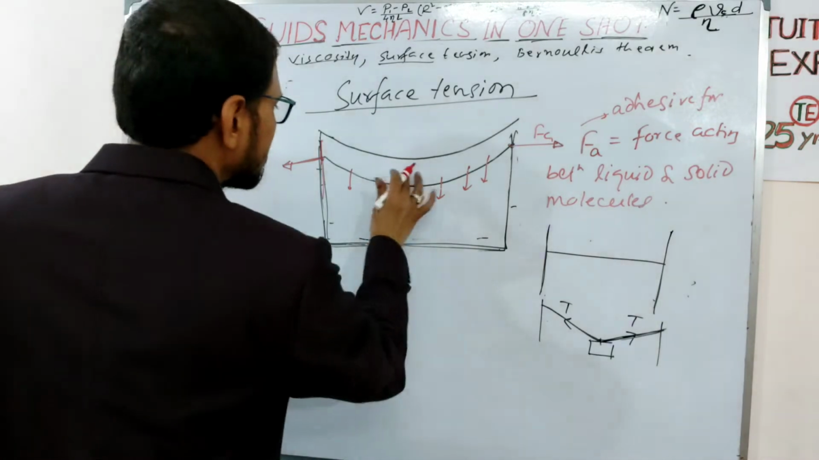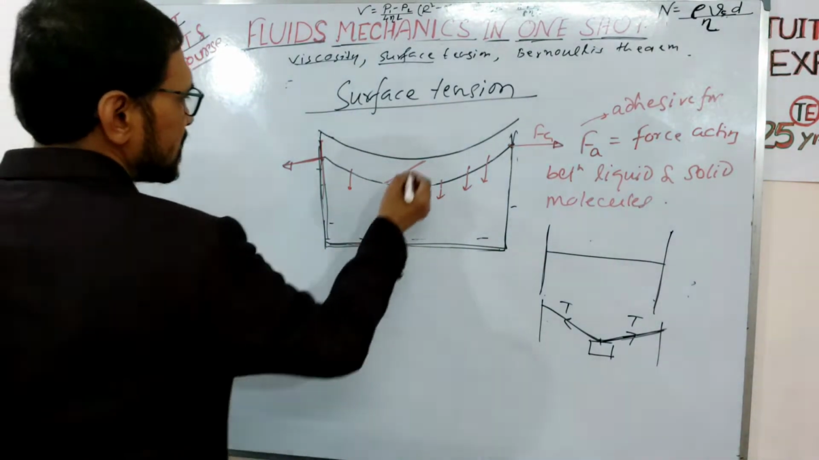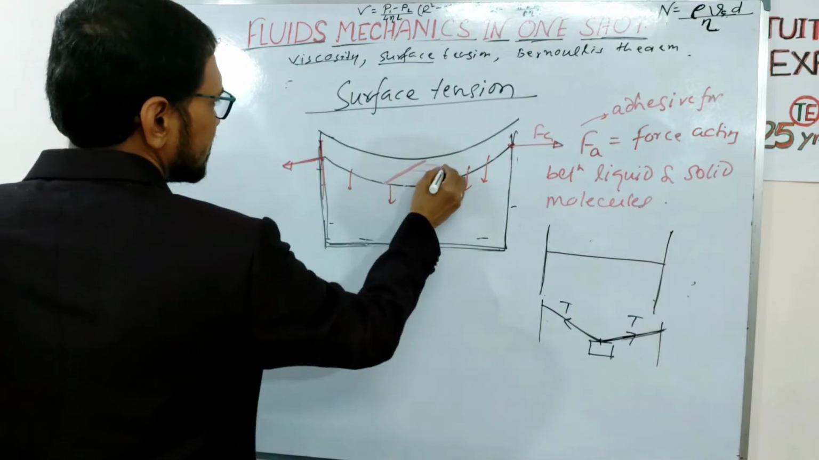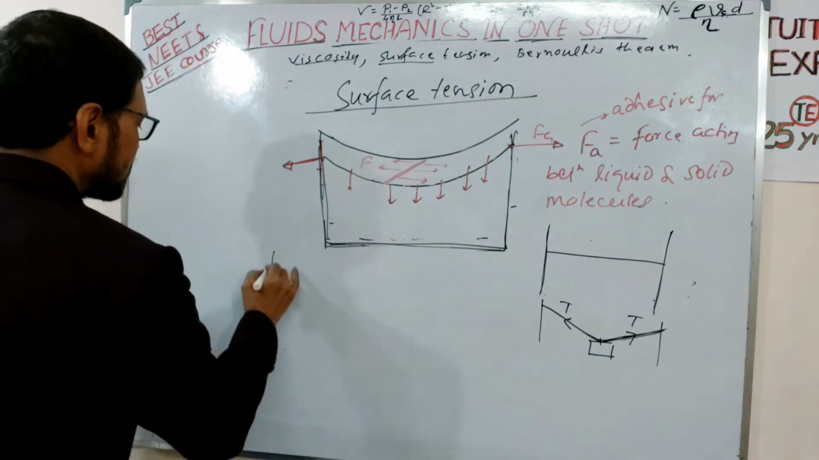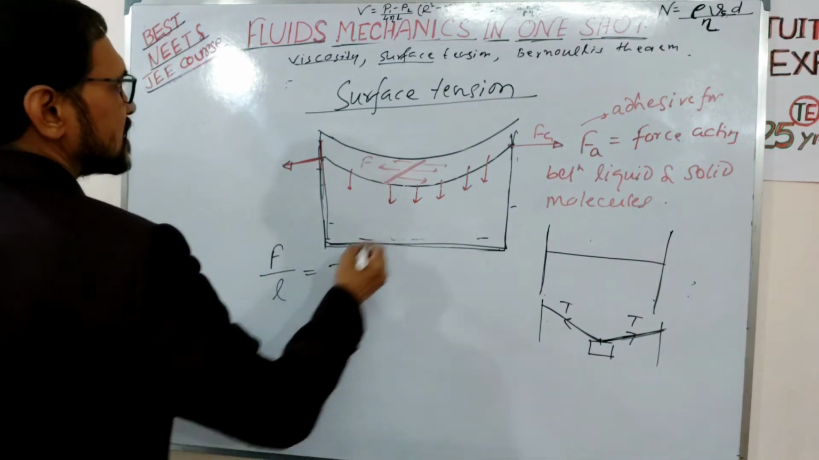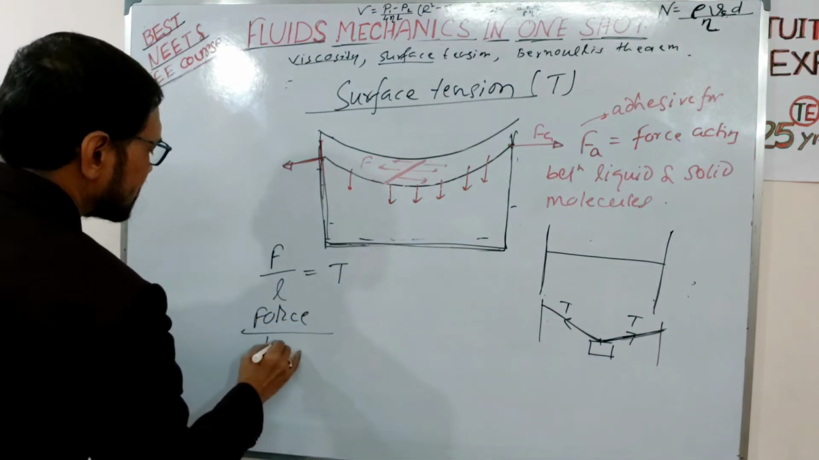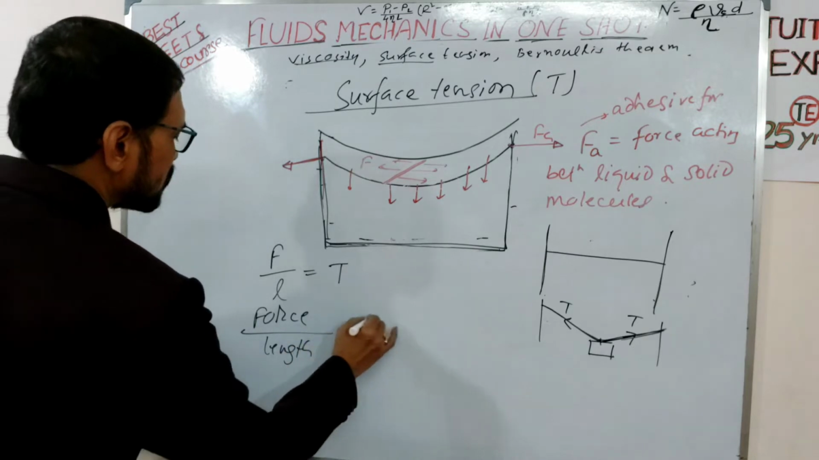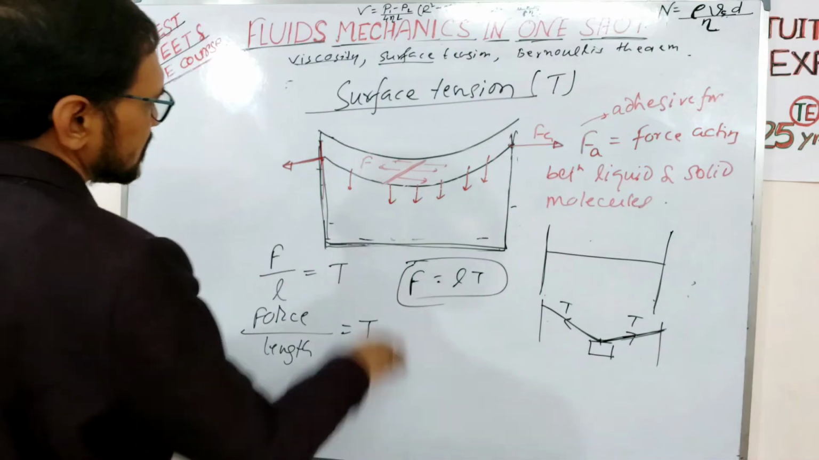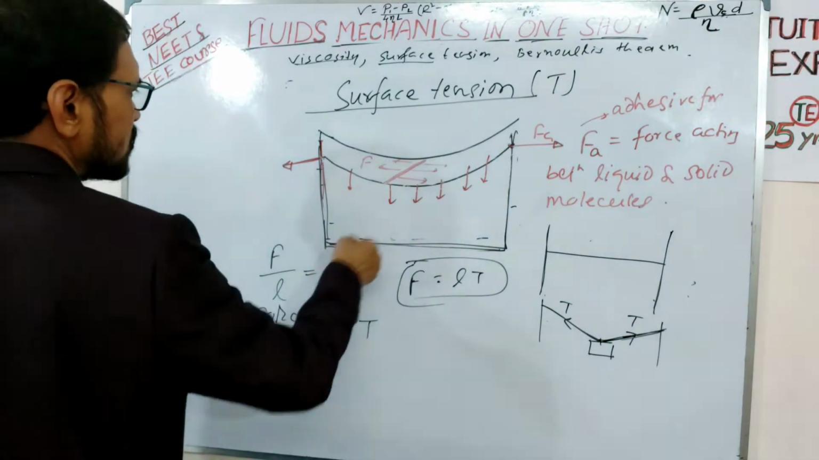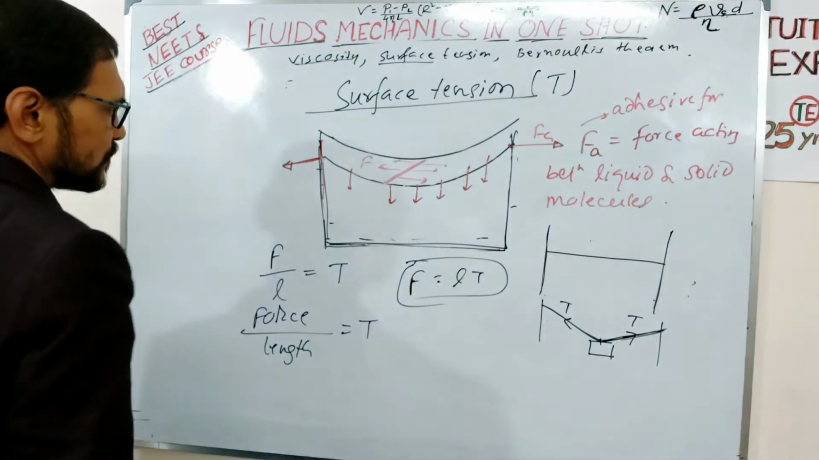Now what is surface tension? If we put a string of length L and the force acting is F, then force per unit length, F by L, is called surface tension. Surface tension is denoted by T. So F is force and L is the length of the object. Force by length equal to surface tension. So this is the formula: F equal to LT. Okay. The surface layer is extended because all the molecules of the surface have the downward force.